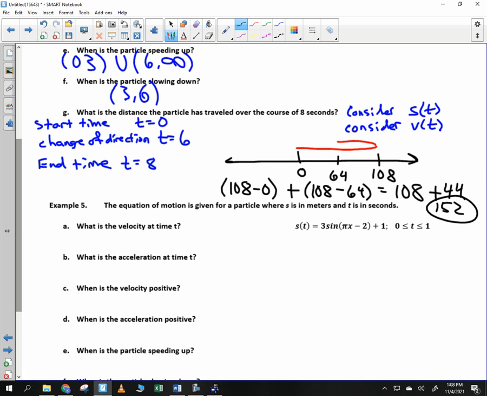Yep. So the distance from 0 to 108 is 108. Now I need to figure out the distance from 108 to 64. So I'll subtract those two values. And I get 44. Now I add them together. Okay. All right. Excellent work. We need to pause.